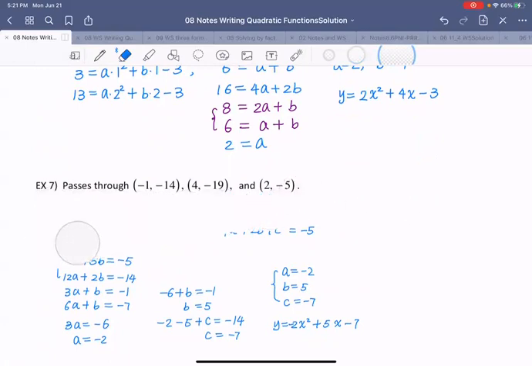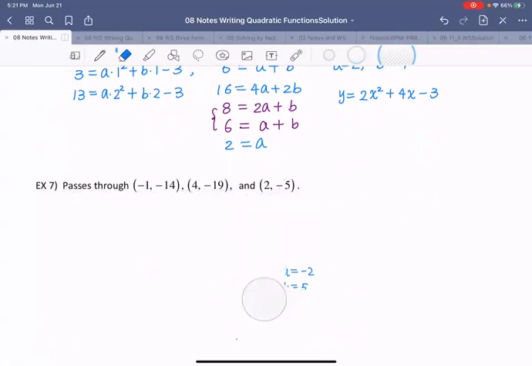Next one. Who wants to do the next one with me together? Any volunteer? Yarong? Let's try number 7. Okay. Which format do you want to use? Y equals x squared, that one.